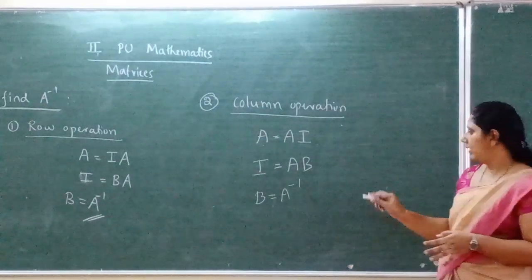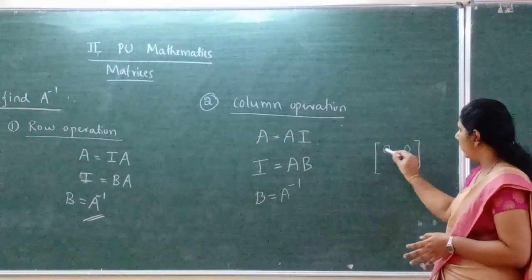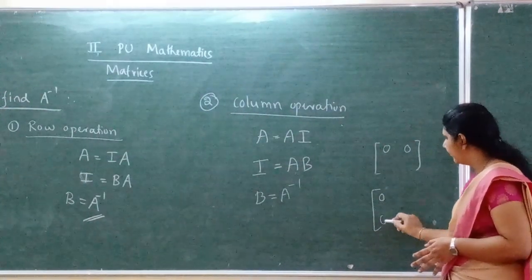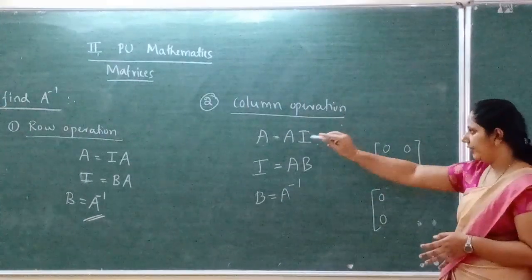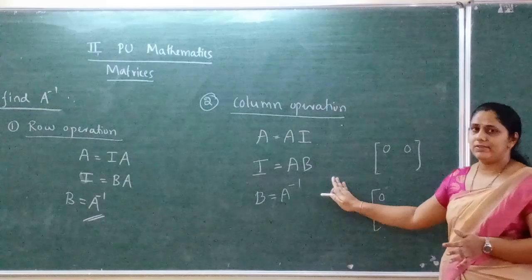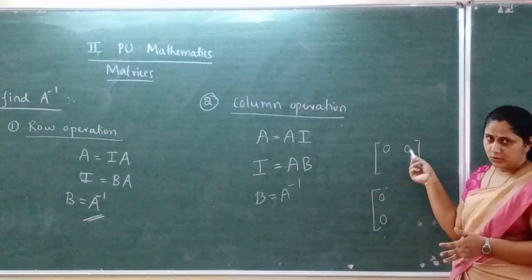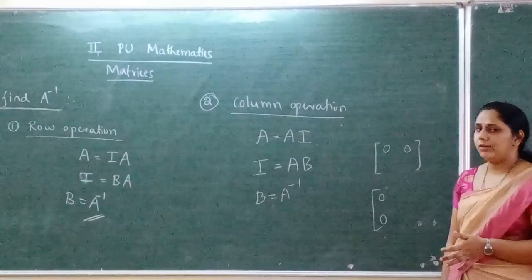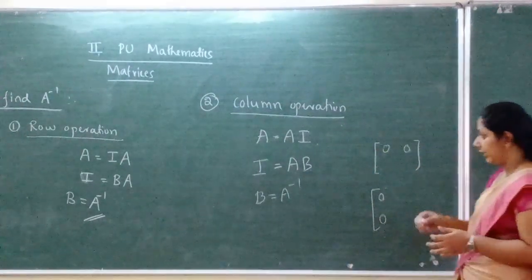In the middle, if either one row is full of zeros or a column is full of zeros, then A inverse does not exist. After applying a sequence of row operations or a sequence of column operations, if we get a row full of zeros or a column full of zeros, then A inverse does not exist. So we will do some problems regarding this.